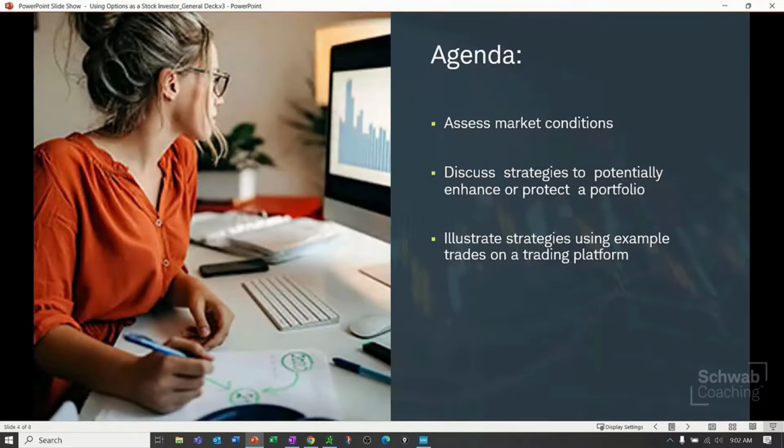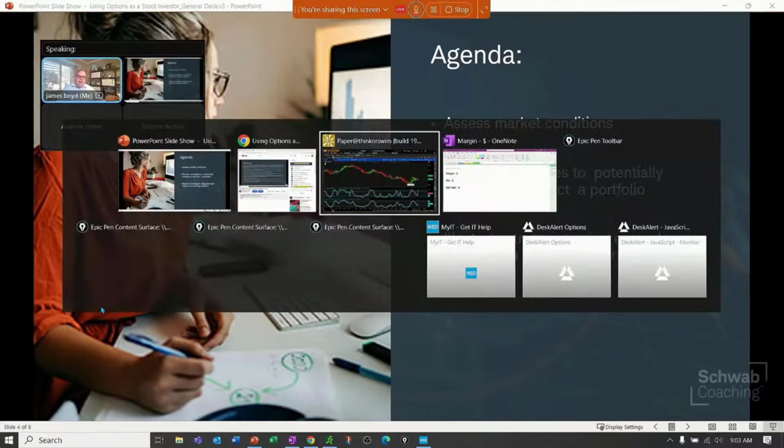We'll take a quick look at the market conditions, and boy, there's a lot to talk about there. We'll talk about some strategies as we look at some examples. And then we're going to illustrate those strategies using the paper money account. So let's go ahead and just hop right in.